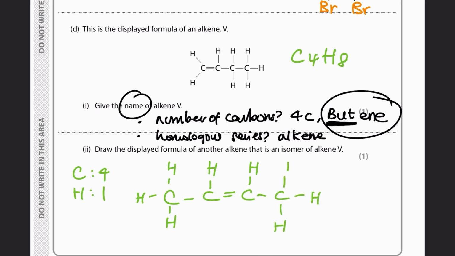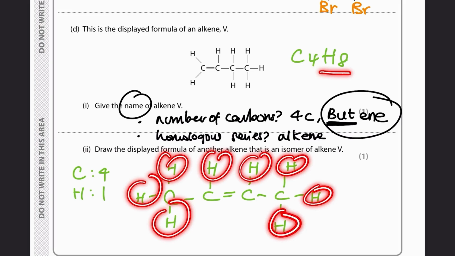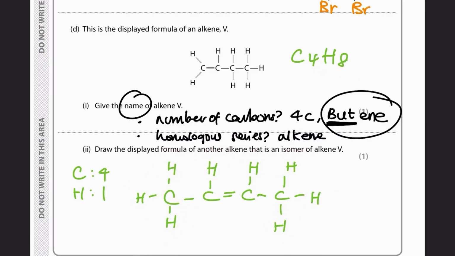And when you're done, guys, don't just move on. Check, check, check, check. Does it have the same molecular formula? Does it have 4 carbons? 1, 2, 3, 4. Yes, it does. Does it have 8 hydrogens? 1, 2, 3, 4, 5, 6, 7, 8. So you know that you have drawn the correct isomer.